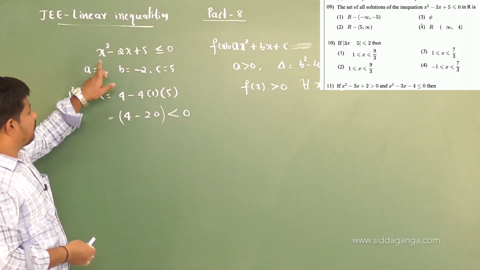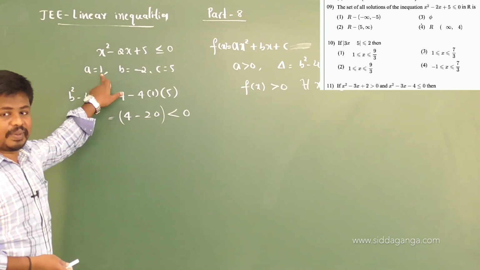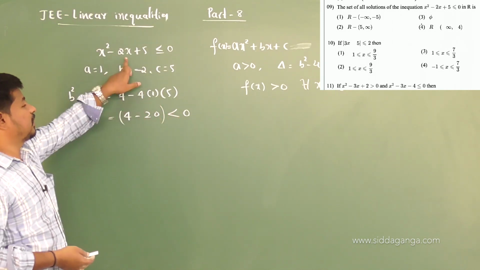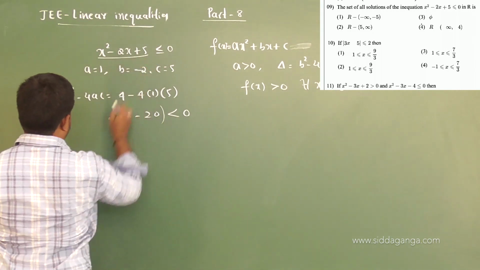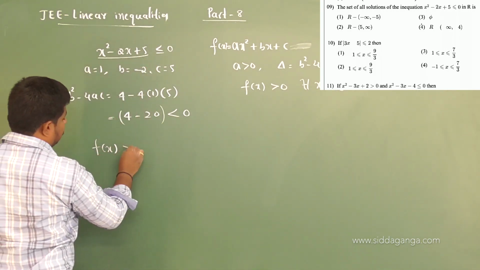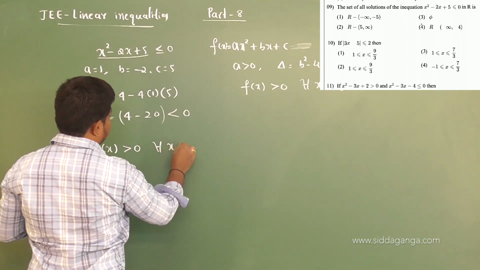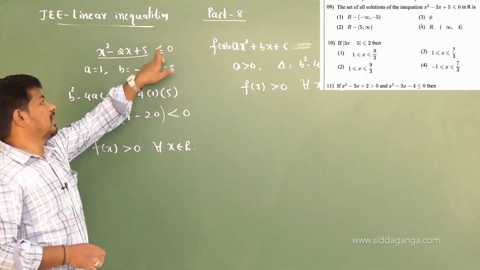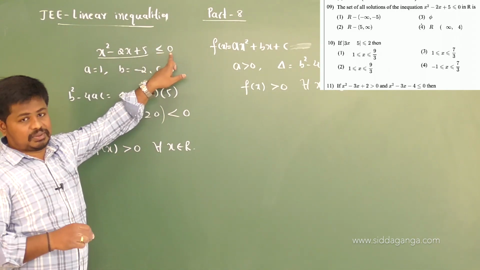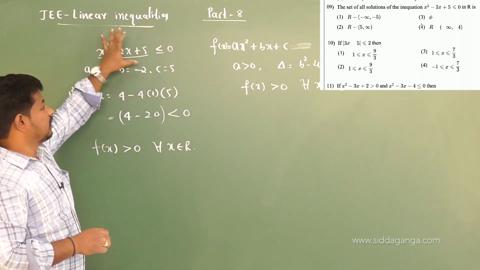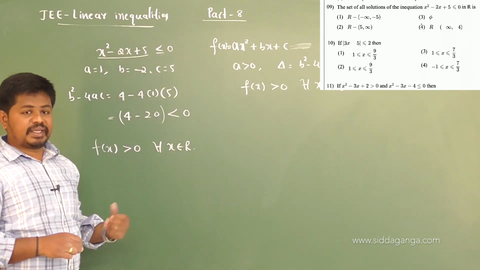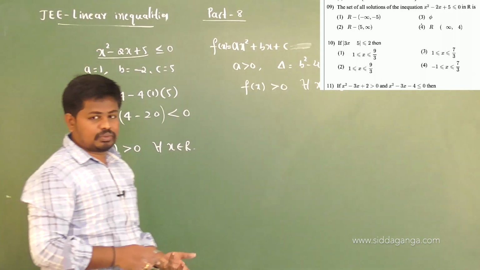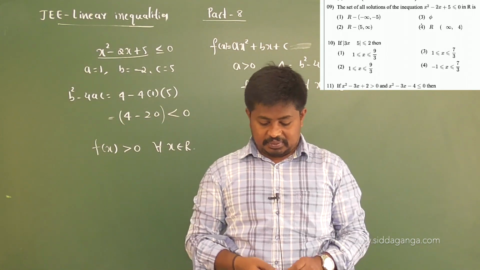So the coefficient of x square is 1, that is greater than 0, positive, and delta, the discriminant, is negative. In this case, f of x must be positive. F of x is always positive for any real number x. So this cannot be negative. Less than or equal to 0 is not possible for any real values. Hence, the solution set of this is the empty set. So option 3 is the correct one.